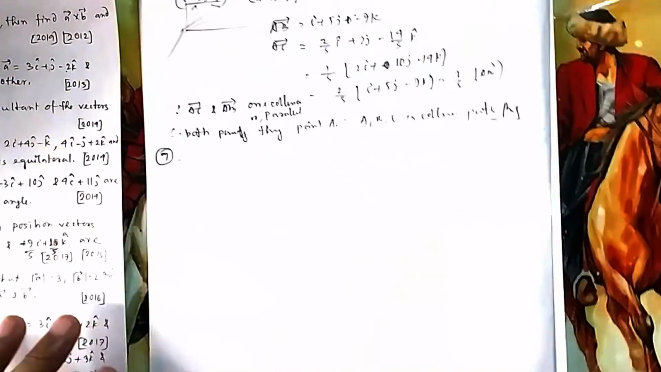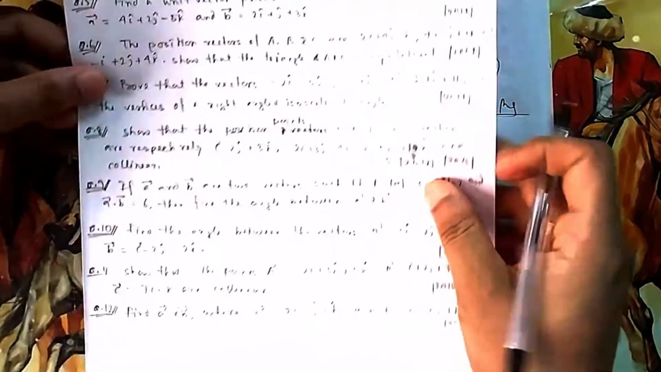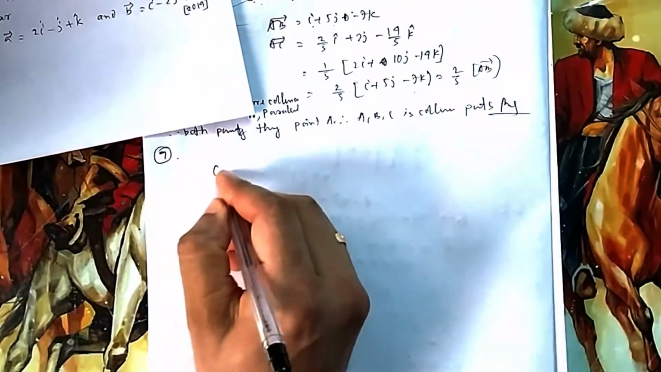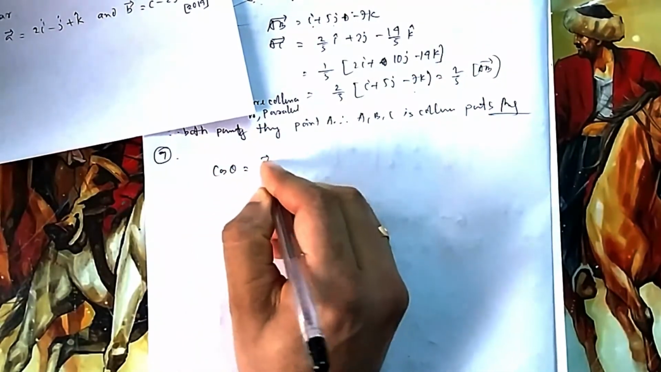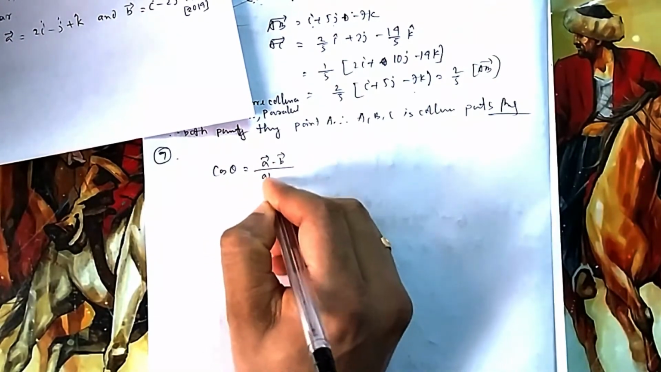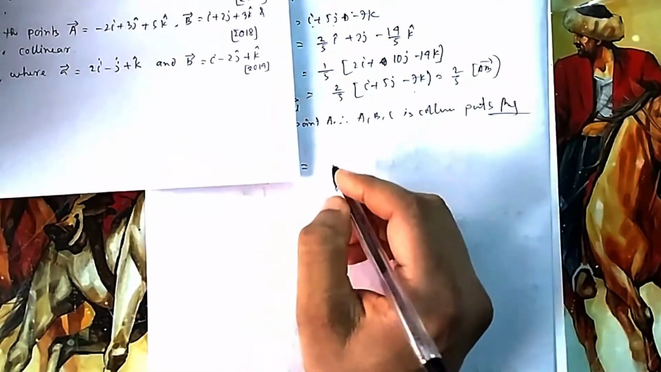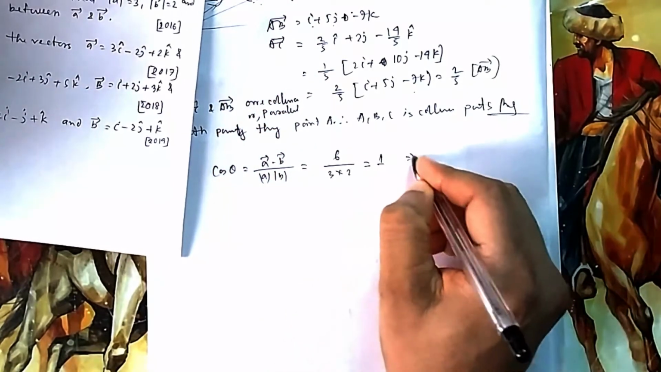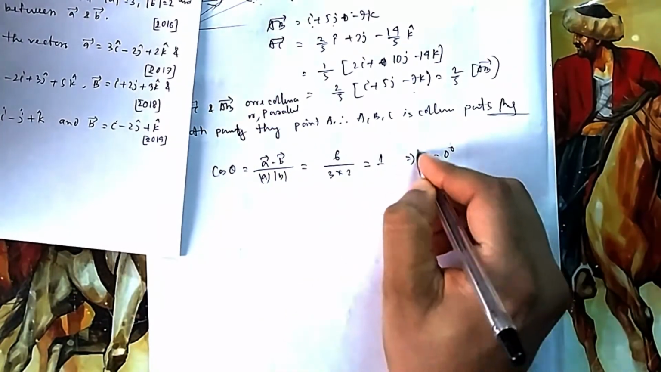Now if you come to question number 9, A and B are two vectors such that A dot B and the magnitudes are given. Find the angle between A and B. So how to find the angle: cos theta equals A dot B by magnitude of A into magnitude of B, which we have already seen. A dot B is given, and the magnitudes multiply to give the same value. Therefore your cos theta will be 0. So this is the angle.